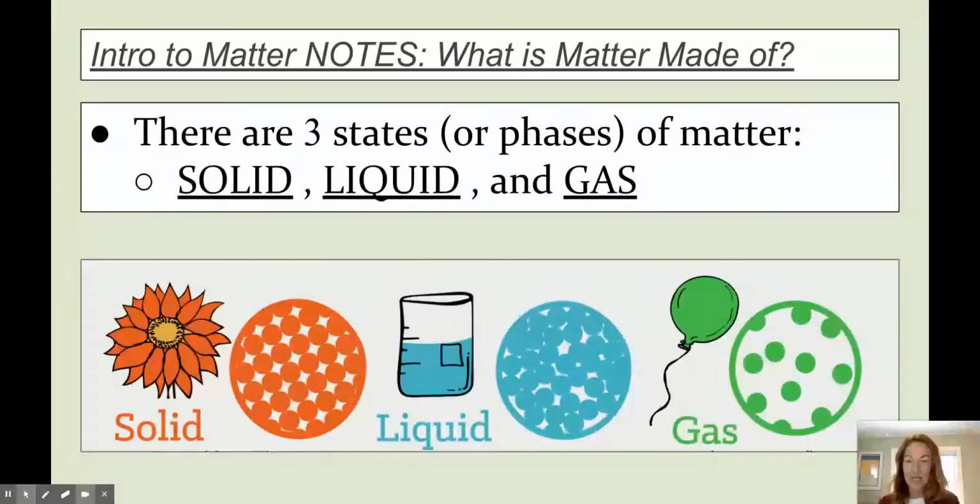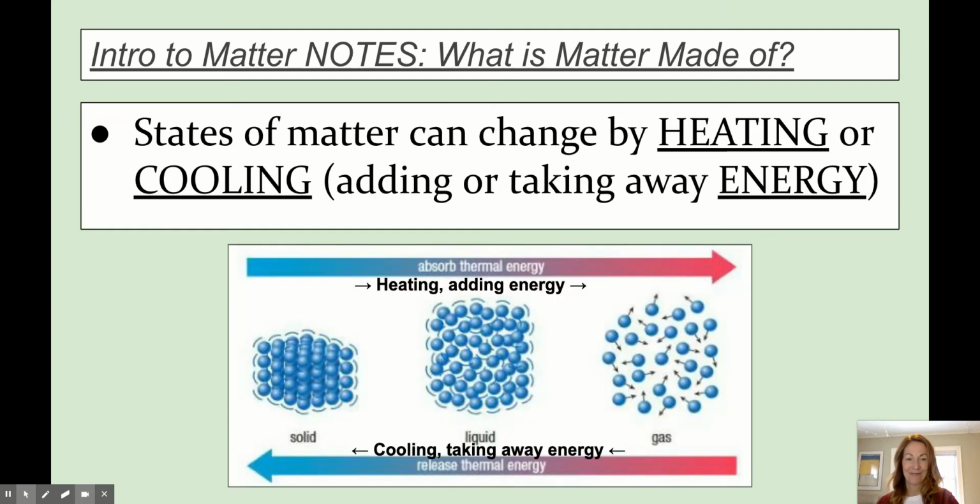And now there's three states of matter, and I bet you already knew this from 5th grade, but we review it. They're solid, liquid, and gas. There is actually a phase called plasma, but in science class this year, we're just going to talk about solids, liquids, and gases. So solid, SOLID, liquid, LIQUID, and gas, GAS. Those are the three phases of matter: solid, liquid, and gas.